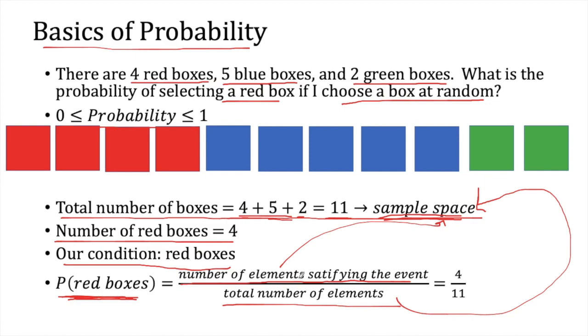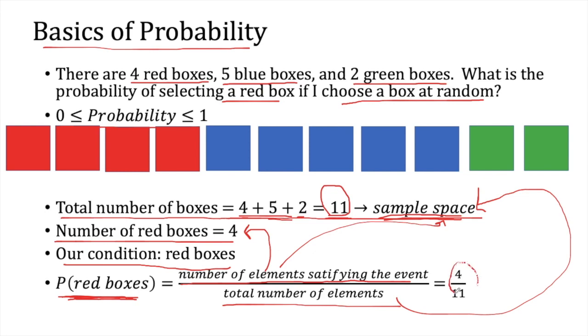And we see that the number of elements that are satisfying this event are 4, since we have 4 red boxes. And the total number of elements, we know that to be 11. And just by plugging in these values into this formula, you will get 4 divided by 11, and that is our probability.